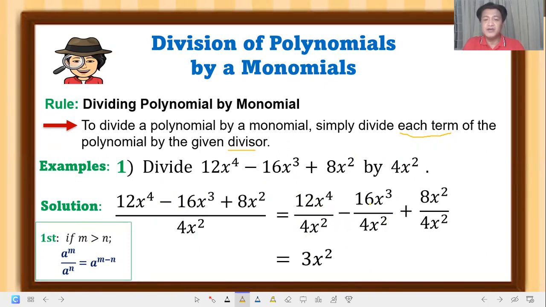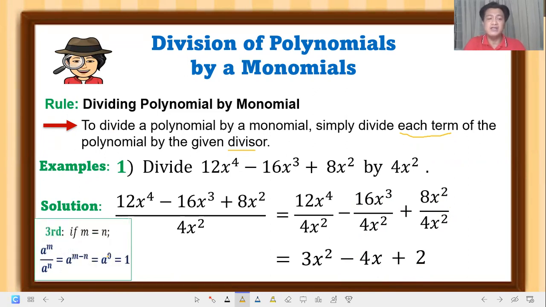Now the second term, 16 divided by 4, that will become 4. Since it is minus, you have to copy the negative. Then apply the exponent, 3 minus 2, that is 1. So it is simply x. Now the last term, 8 divided by 4, that is 2. How about this one? Their exponent is the same, and the base x is also the same. Remember, when they are the same, the exponent becomes 0. X raised to 0, and the value is 1. Then 1 times 2, that is simply 2.